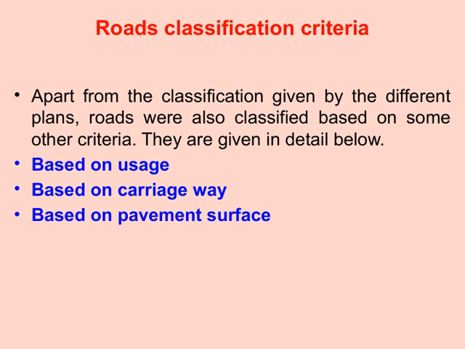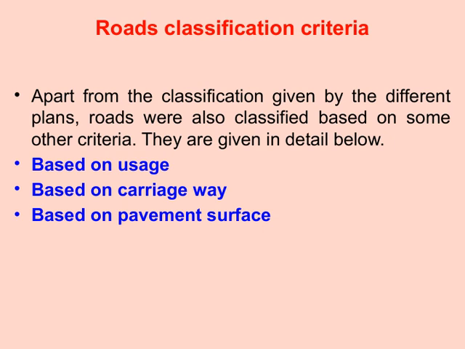Next, we look at classification based on the carriageway. This refers to the number of lanes or the width of the road, which directly impacts the capacity and speed of travel. A wider carriageway typically supports higher traffic volumes and faster movement. Finally, we classify roads based on the pavement surface. The surface material, whether it's asphalt, concrete, or other materials, influences durability, maintenance needs, and driving comfort. By understanding these classification criteria, we can better appreciate how roads are designed and optimized for their specific functions in the transportation system.